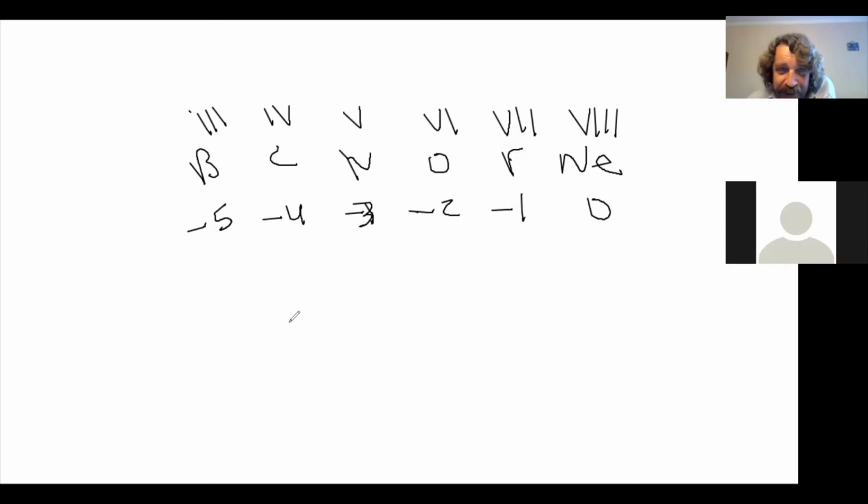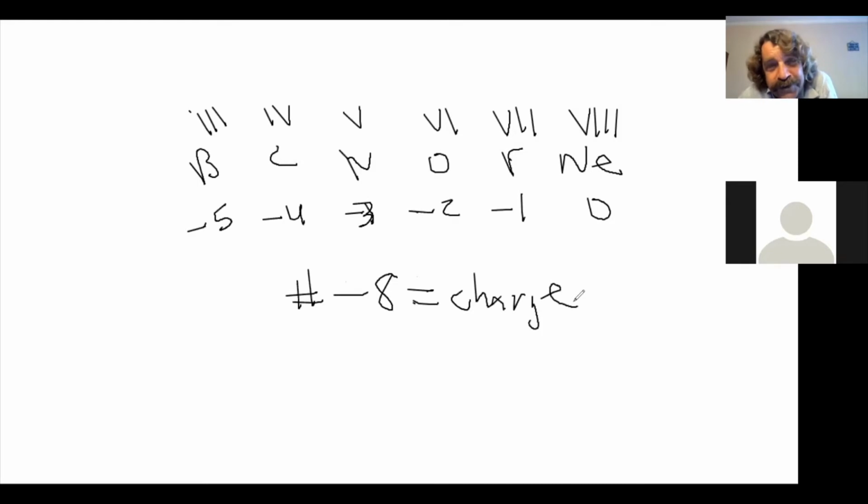So where we get this from is the group number minus 8 equals the charge. Okay, so nitrogen is group 5. 5 minus 8 is -3. Oxygen is group 6. 6 minus 8 is -2. Fluorine is group 7. 7 minus 8 is -1. Neon is group 8. 8 minus 8 is 0. In other words, you can't form an ion. So it's the group number minus 8 that will give you the charge for a nonmetal, and it'll always be negative. Okay.